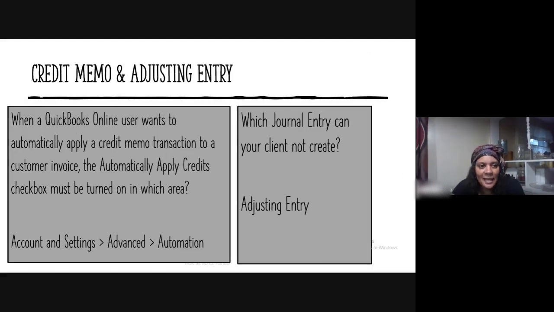Credit memo and adjusting entry. When a QuickBooks Online user wants to automatically apply a credit memo transaction to a customer invoice, the automatically applied credits checkbox must be turned on in which area? You would go to your accounts and settings, go to your advanced tab, and select automation.